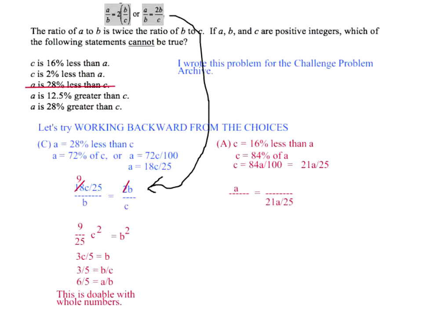That's 21A over 25, that's A, and then that's 2B up there, and that's B. So if you multiply that out, you get 21A squared over 25 on one side, and then you get 2B squared on the other. And over here, you can divide out that 2. So 21 over 50.